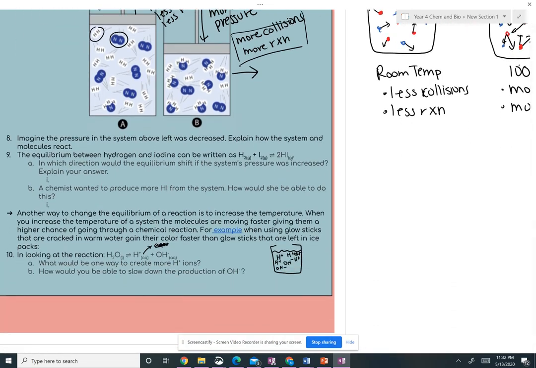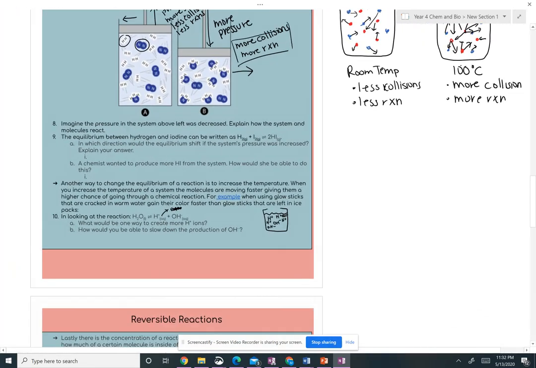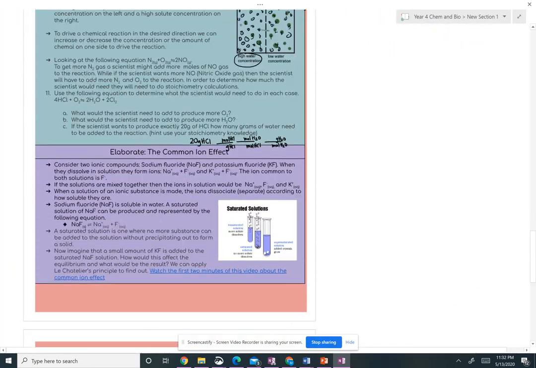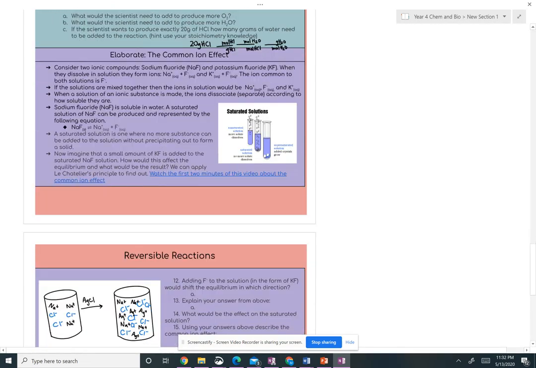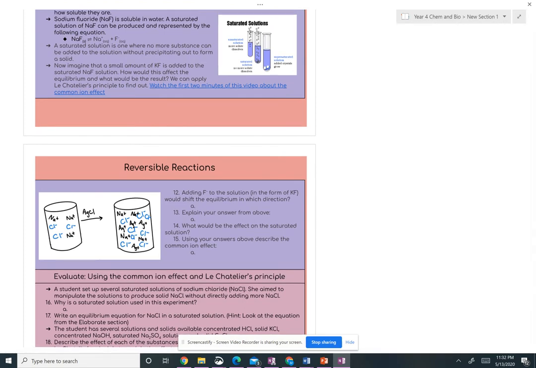So it basically comes down to space and being able to get these molecules to collide with each other. Okay. So, last but not least, I've got the common ion effect.